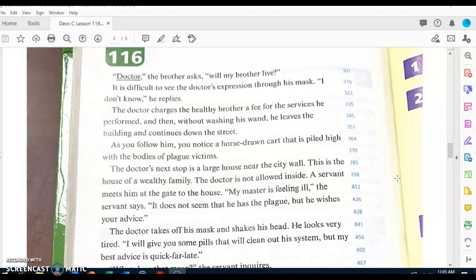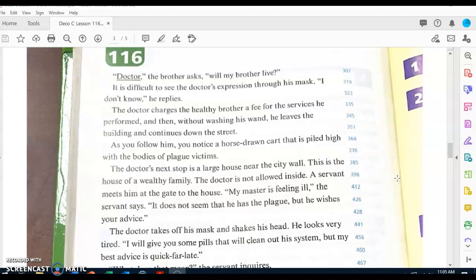The doctor's next stop is a large house near the city wall. This is the house of a wealthy family. The doctor is not allowed inside. A servant meets him at the gate to the house. "My master is feeling ill," the servant says. "It does not seem that he has the plague, but he wishes your advice."